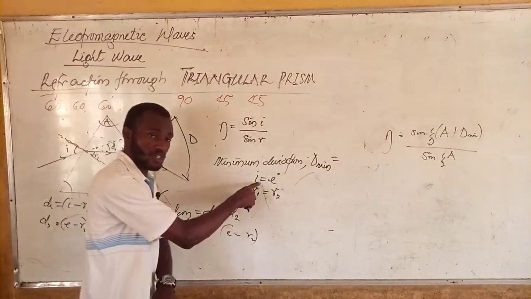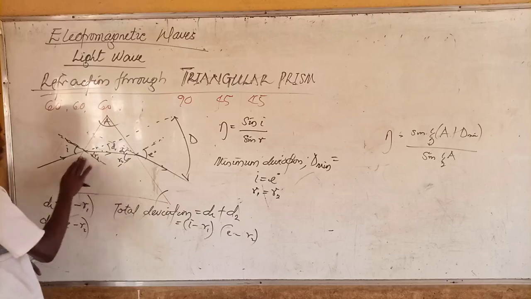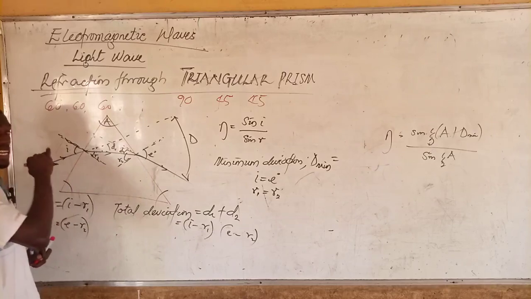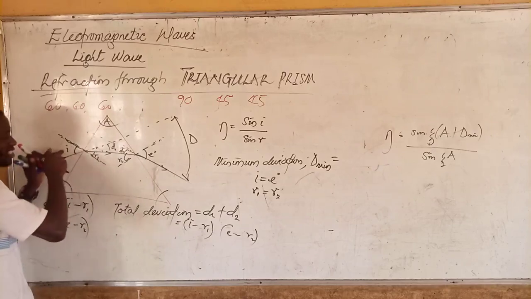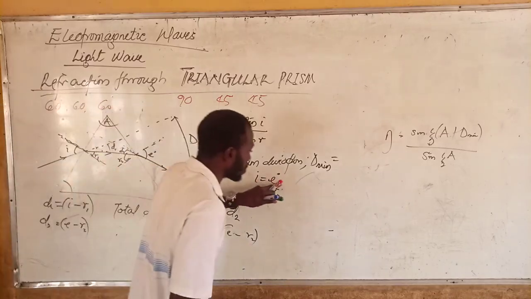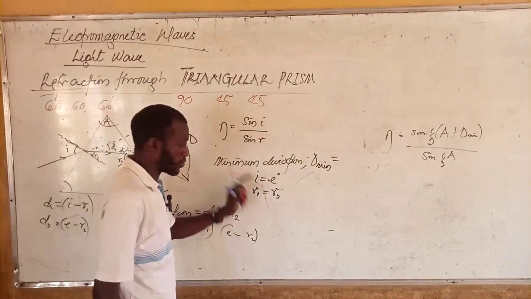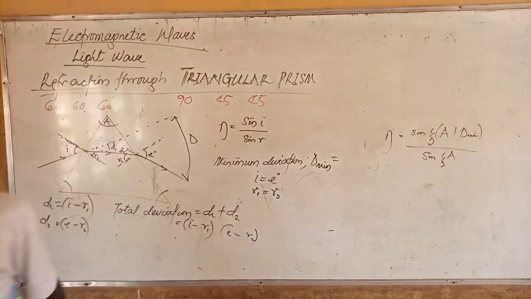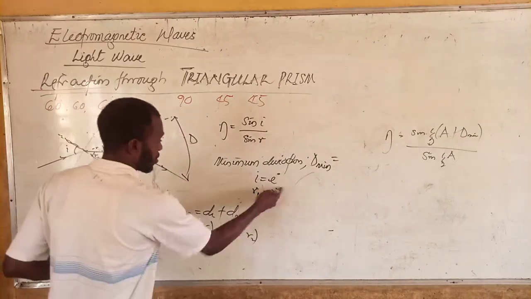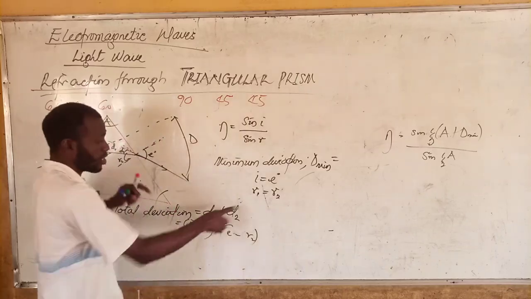So you see, minimum deviation occurs when what? Because it is an equilateral triangle, you expect that as the ray of light is incident here, under an ideal case, the angle of incidence should be equal to the angle of emergence. So I is equal to E, and that is when minimum deviation occurs with this triangular prism. Also, R1 is equal to R2 at this point, because I is equal to E, therefore the refractions experienced within the same prism should be equal.